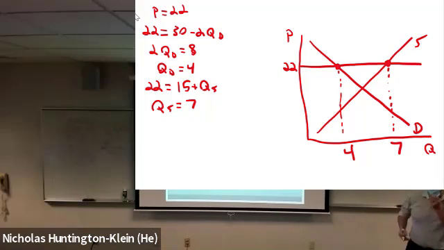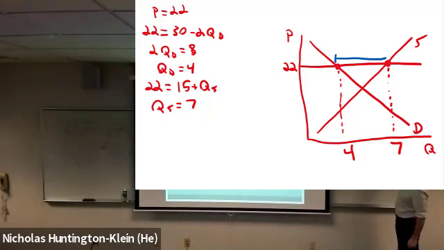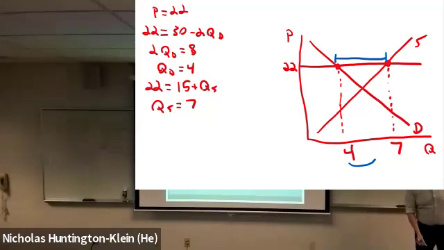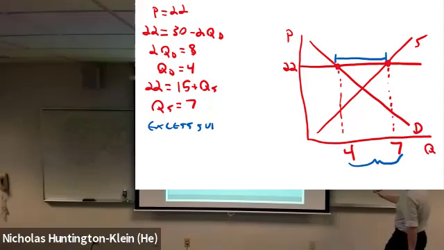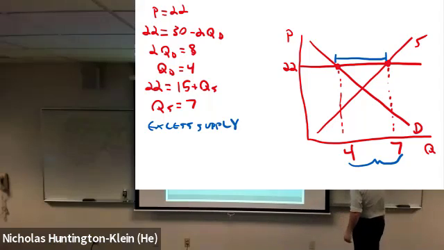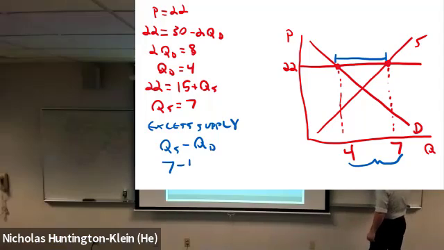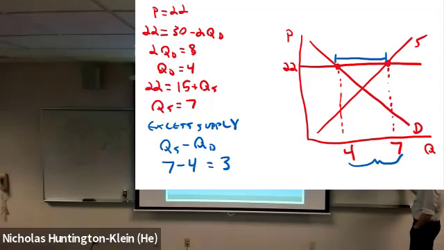So if the price is too high, we now have an excess supply. Here's our quantity supplied at 7. Here's our quantity demanded at 4. There's 3 units out there that people are trying to sell at this high price, but they can't find a buyer. The amount of excess supply at the price of 22 is QS minus QD, which is 7 minus 4, or 3.